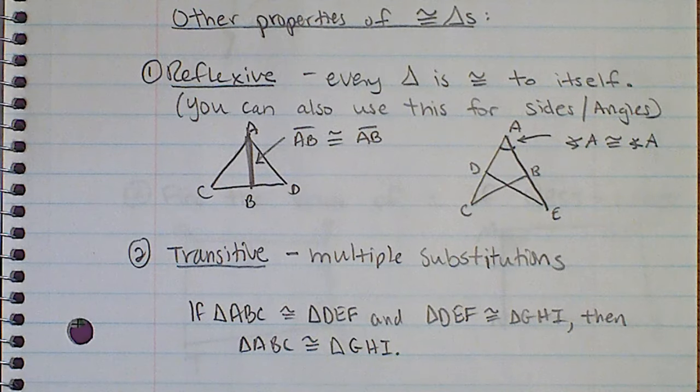Other important properties of congruent triangles that will show up often, the reflexive property. It's kind of self-explanatory, but yet it's really challenging at the same time because you need to be able to see it. The reflexive property just says that every triangle is congruent to itself, or every side is congruent to itself, or an angle is congruent to itself.